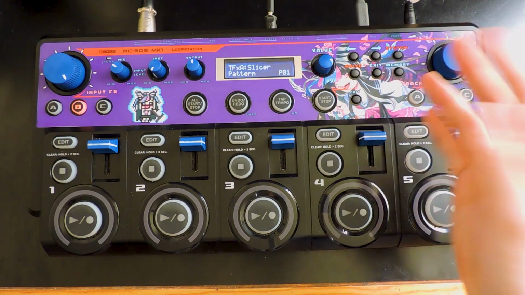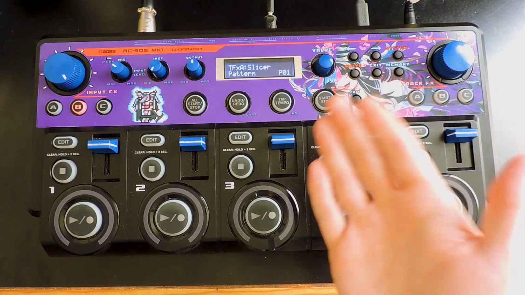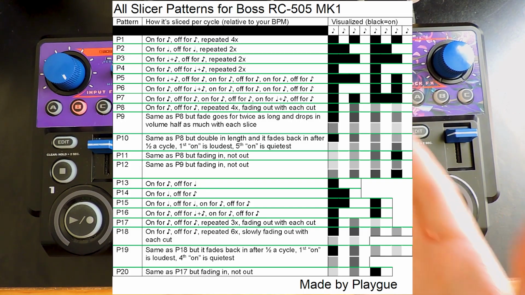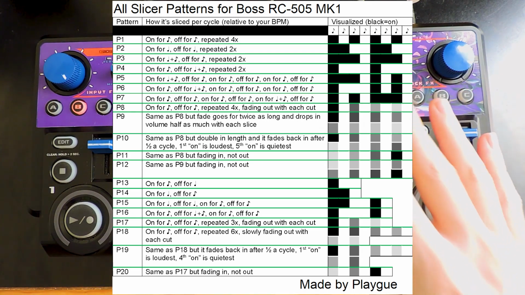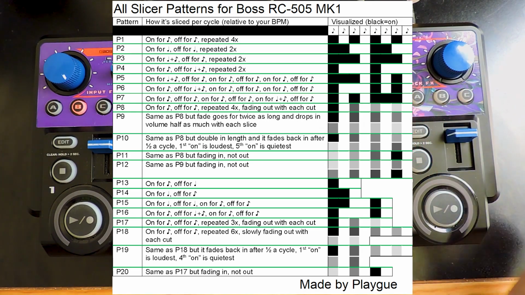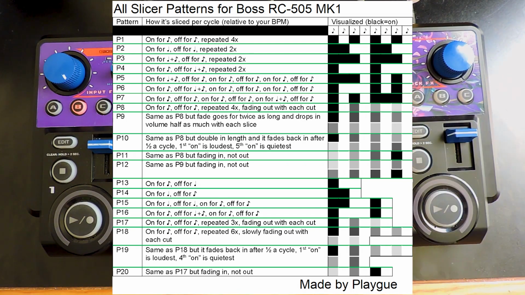Well, just like my dynamics tutorial and a couple others, I have made this handy chart to help you visually see what each one of the slicers do. On the left, you'll see the pattern or the P number. The middle is how it is sliced per cycle, and this is going to be relative to your BPM.